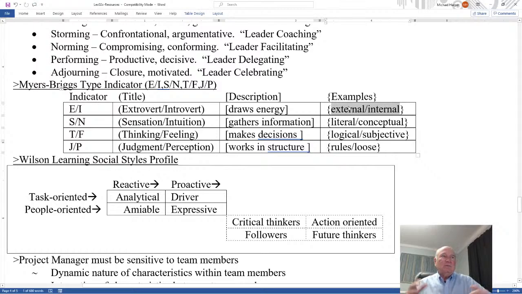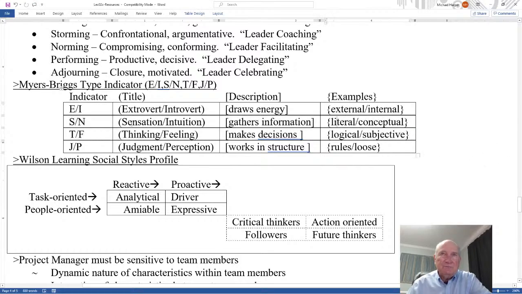Well, the external is someone who works very well in a group. Some people work well sitting down in their own office to do this without people confusing them. Some people can think better with conversation. Some people can think better in quiet. Now, the next is sensation, intuition. This is how you gather information. One is literal, the other is conceptual.